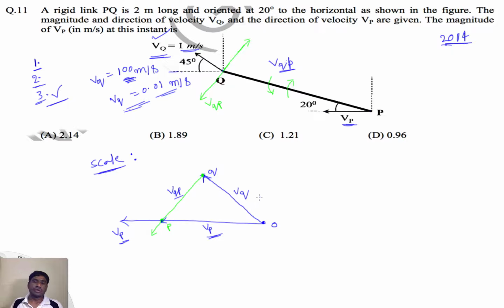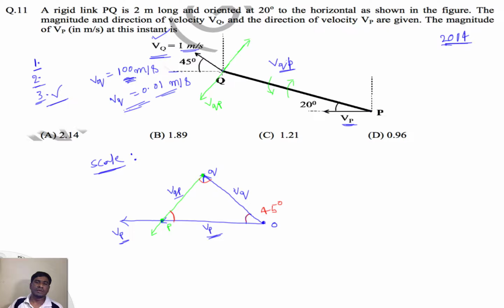So in that case, how to solve this one? Here this velocity vector VQ is making an angle of 45 degrees with the horizontal. So I identify this as 45 degrees, and we need to find out this angle and this angle. So how to find out first this angle?